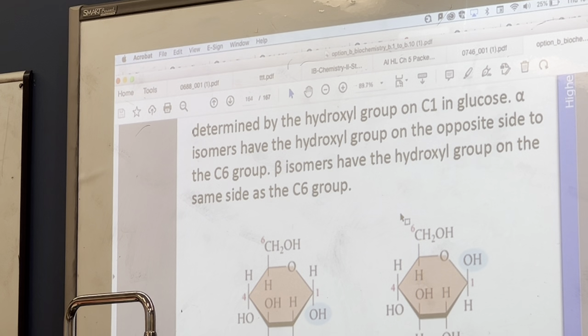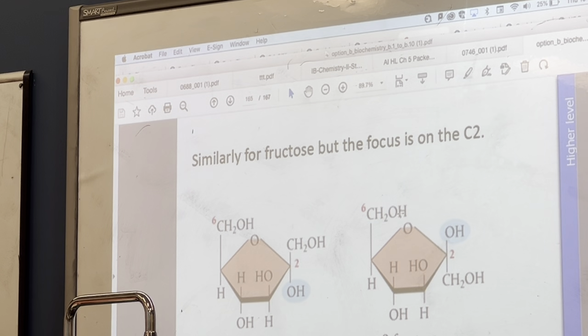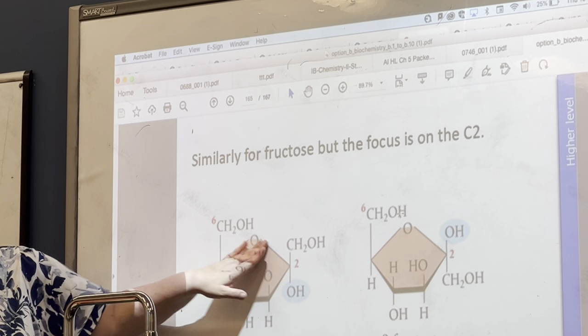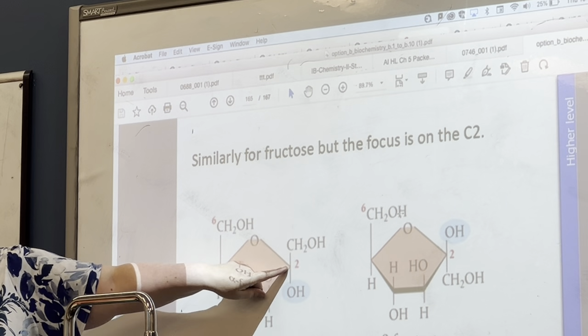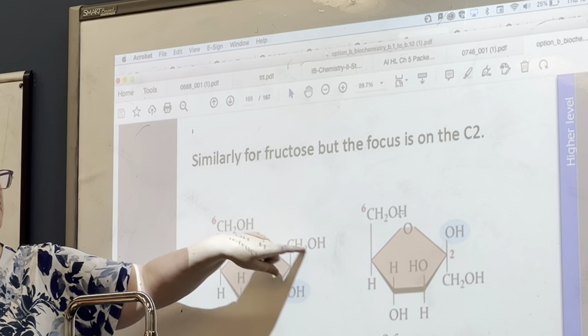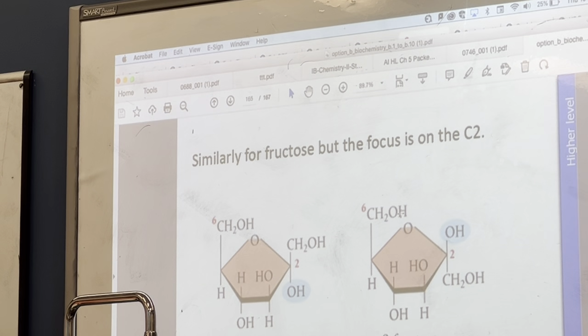You should already know about alpha and beta forms of the ring. Alpha means the OH is down. It's drawn in the data booklet that way. You just need to know carbon 1 OH is going to flop. Same story for fructose. We're looking at the carbon that's next to the oxygen. That's what's going to flop. But this time it's carbon 2 because I have that unfortunate CH2OH, because fructose was a ketone. So alpha, the OH is down. Perfect. Alpha, the OH is down on the carbon that's on the right in every picture in your data booklet.